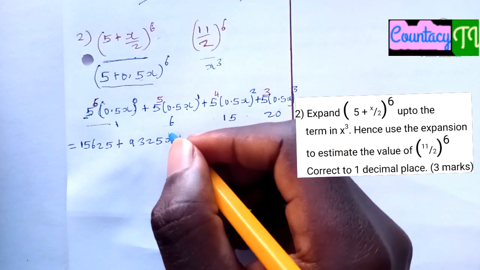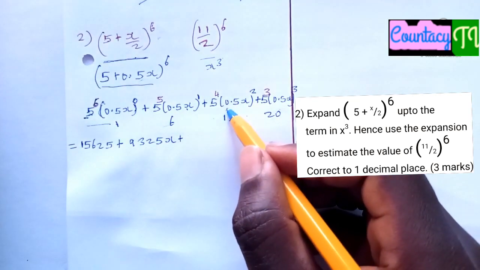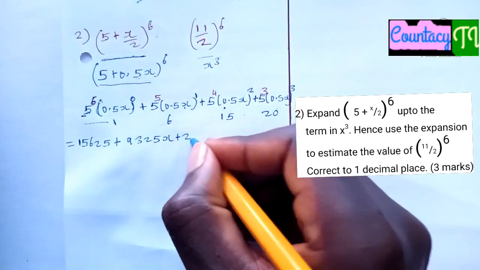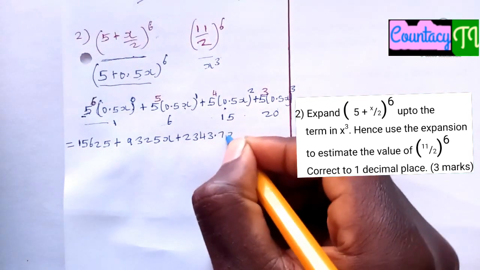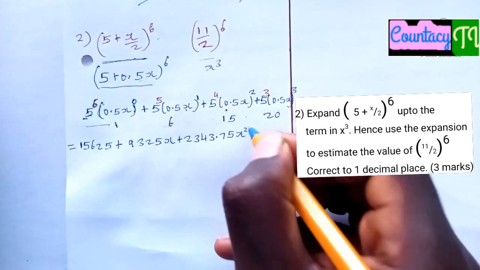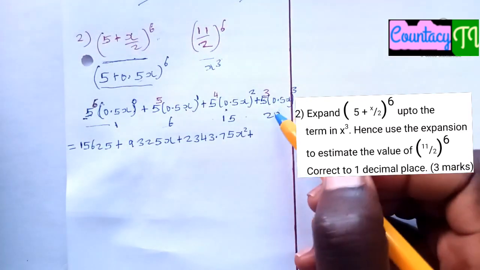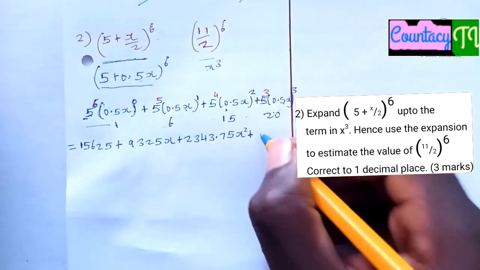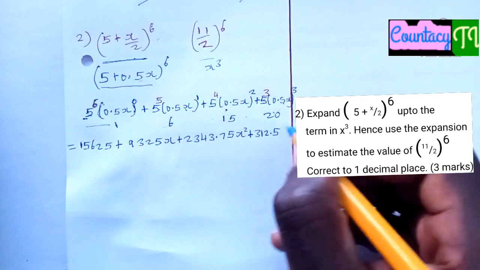I hope that you are following. We now go to the third term, which is this one. We multiply all the numbers to get 2343.75x squared. Plus, now we go to the last term, 5 to power 3 times 20 times 0.5x to power 3 to get 312.5x to power 3.